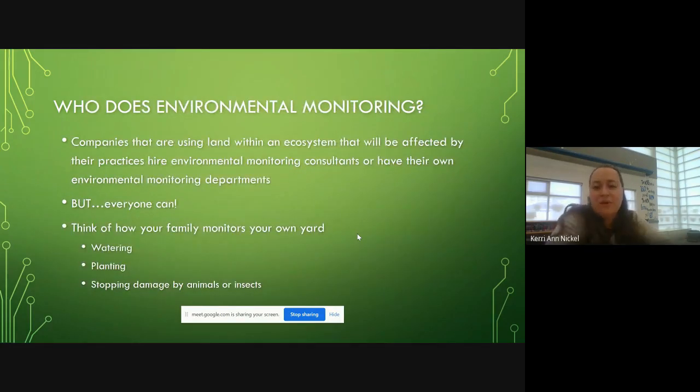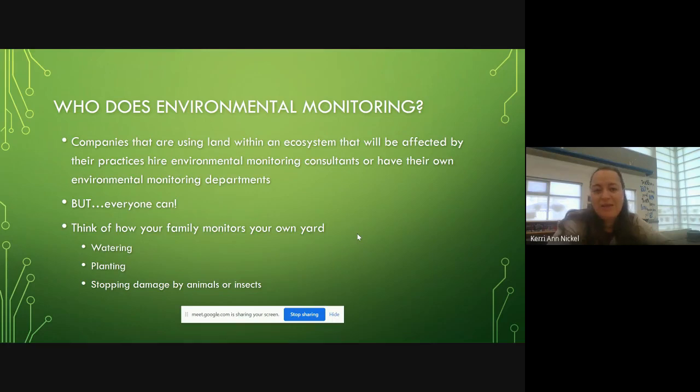Now, who does environmental monitoring? Companies that are using land within an ecosystem often hire environmental consultants, or they might even have their own environmental monitoring departments if they're large enough. Those would be things like oil and gas companies or any kind of development companies who are going to take land and then change it, rezone it, redevelop it to be something else. Can you think of some other companies that might need environmental monitoring? It's a good question to think about.